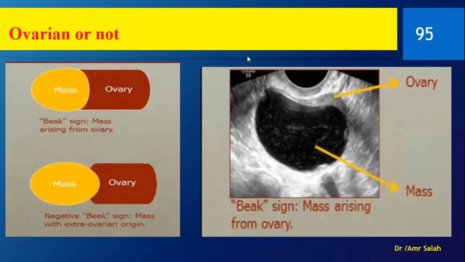This is the beak sign that's here. This is the ovary pushed by the cyst, and this is the beak sign. So this is ovarian. Look at this diagram. Here is the beak, and no, this is not fake. Well, this is a little bit messed up, so let's see the ultrasound instead, because it's not really that clear in this diagram.